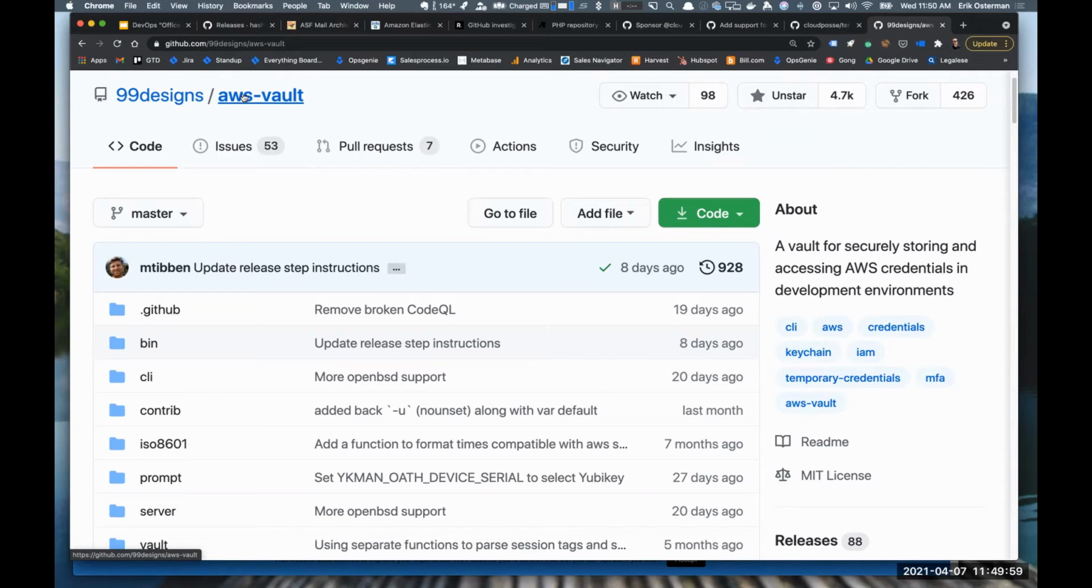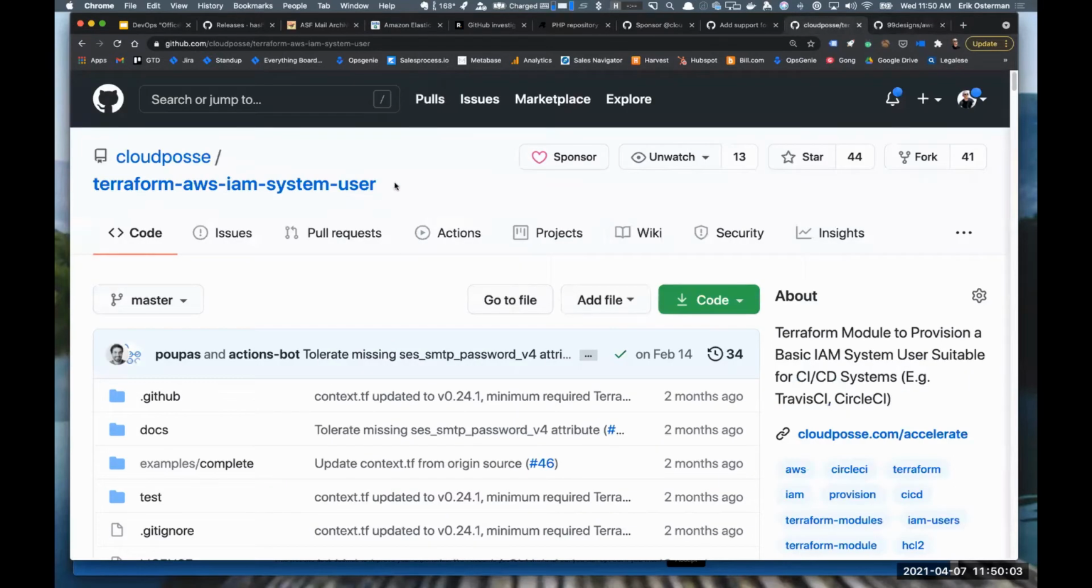But what you're talking about is what we call a system user here, or a service user. These are actual IAM users used programmatically by other systems. These users are not using AWS Vault. They are other things, like Circle CI or something like that. So how do you rotate those programmatically?